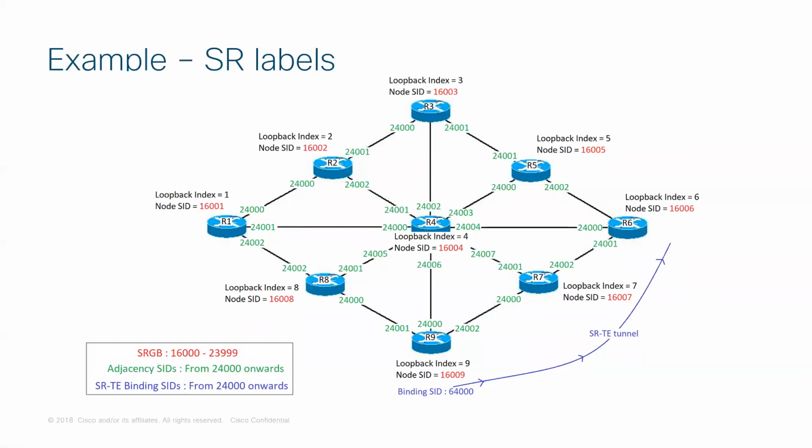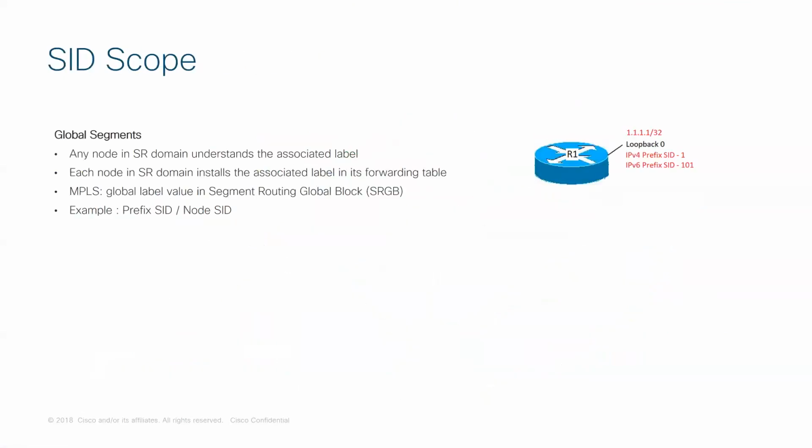See, if it's a top label, it will always be stripped, right? No, need not be stripped. The adjacency label is the one which takes you hop by hop till the last node. The reason adjacency SID needs to be stripped is, okay, going back to the adjacency SID example.